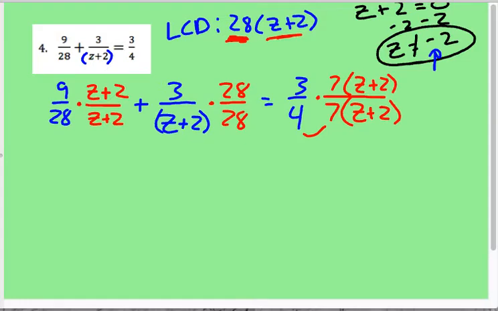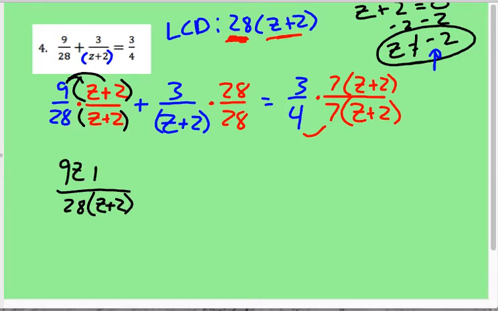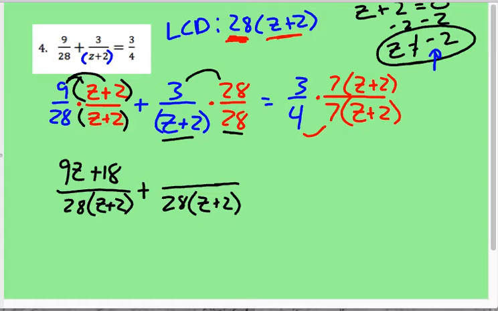And what we end up with is this. I'm going to leave my denominator as 28 times z plus 2 for all of them. But I do have to multiply what's in the numerator. We're going to have to use the distributive property there. 9z plus 18 plus our next fraction here. I have the 28 right here and the z plus 2 all over, well, 3 times 28. What is 3 times 28? I think it's 84 if you do it with a calculator.